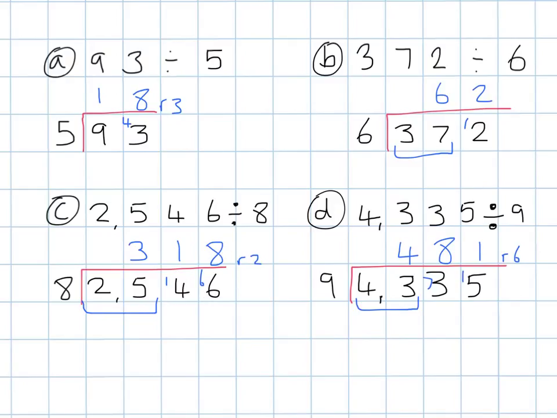And finally, 4,335 divided into 9. I can't get any lots of 9 from the 4, so think of 43. I can get rid of 4 lots of 9 from 43, and that leaves me with a remainder of 7 that I bring down to the tens. I look at 73. I can get 8 lots of 9 from 73, which is 72. I put the 8 lots up there and carry the 1 extra to the units column. I can only get 1 lot of 9 from 15, and that leaves me with a remainder of 6.